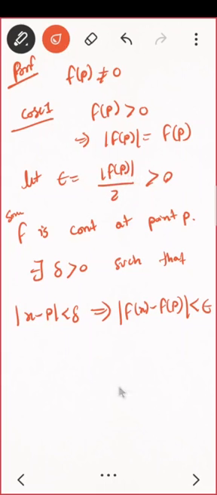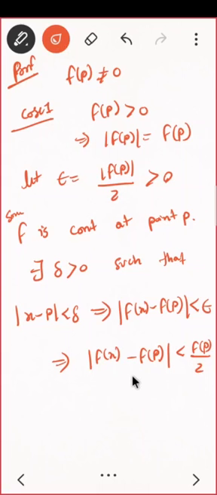Is this okay? This is positive, since mod f of p is positive. So is this thing okay now? Can I just solve this? Can I break this thing? We know something about epsilon. We are choosing a particular epsilon. So I would like to break this thing, that is mod of f of x minus f of p. What is my epsilon here? My epsilon is f of p by 2. So I would like to break the mod. If we break the mod, what will we get as the limits of f of x?